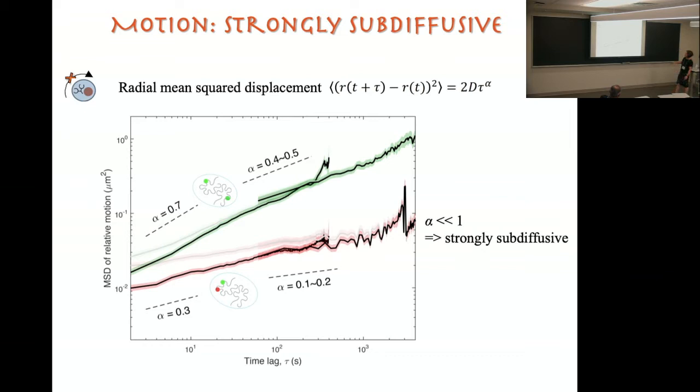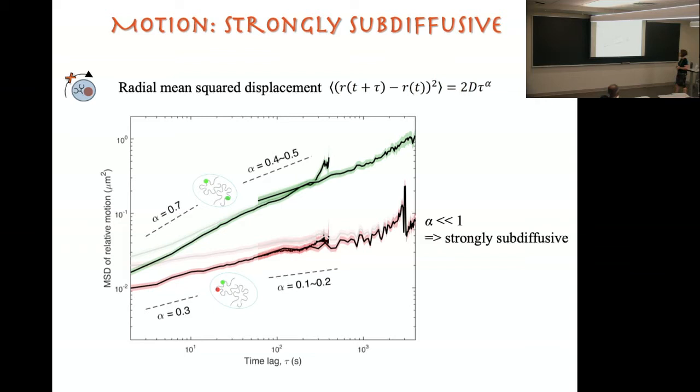On the log-log plot, the slope of the mean square displacement yields the scaling exponent alpha. As we know, the scaling exponent alpha equal to 1 corresponds to normal diffusion. We see that for both interchromosomal and intrachromosomal motion, alpha is way less than one. That is, the motion is subdiffusive. And quite remarkably, for the intrachromosomal motion, V and DJ moving relative to each other, the scaling exponent on average is about 0.25. So the motion is strongly subdiffusive.